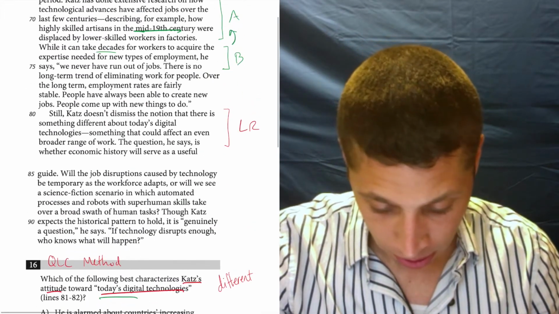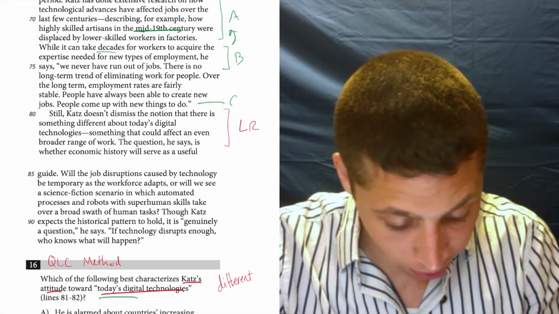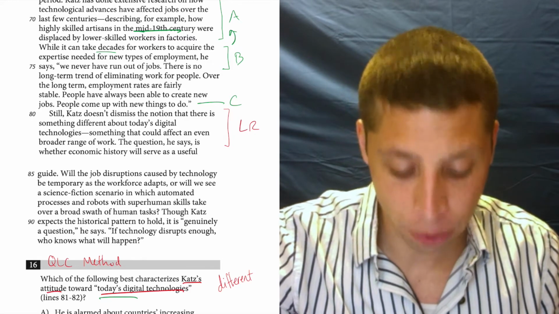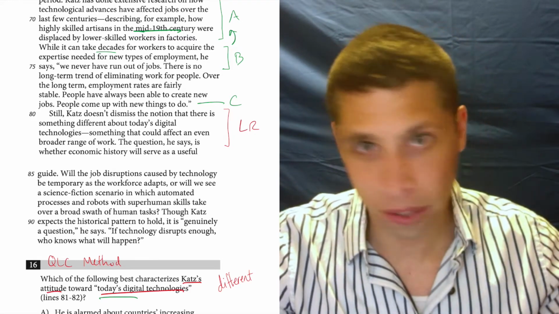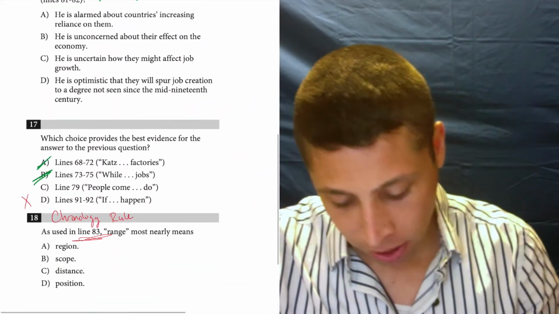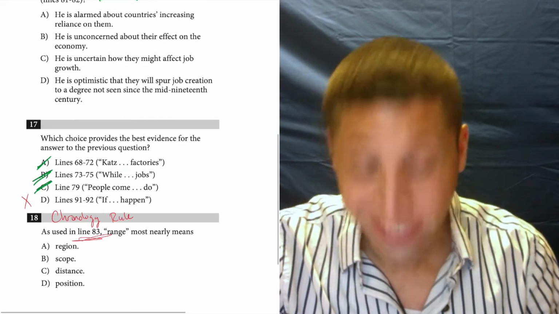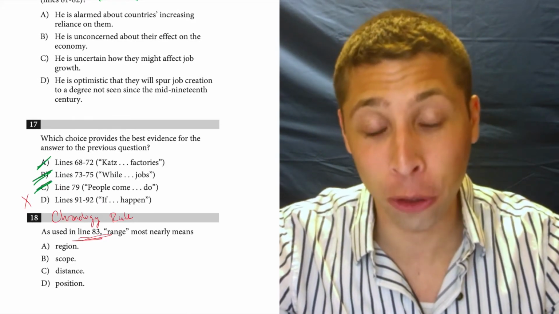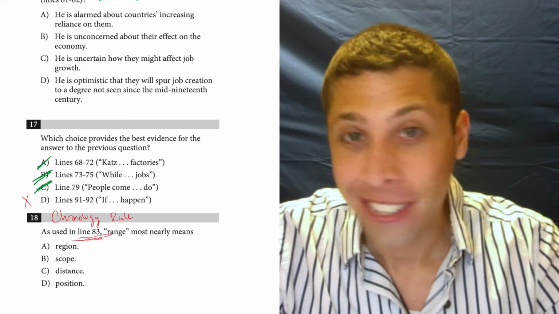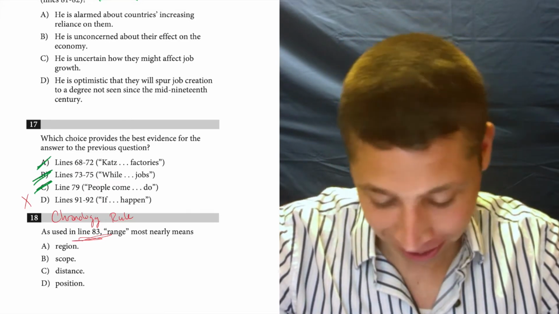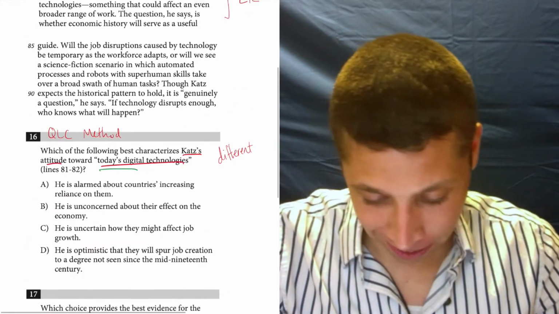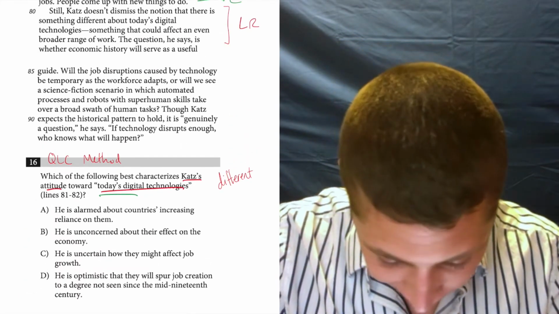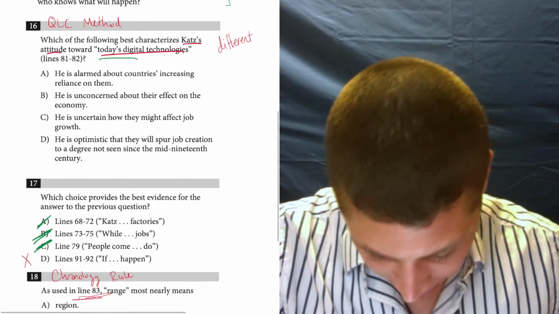79. Right here. Very short line reference. People come up with new things to do. Nothing to do with technology. So, I've eliminated all the answer choices that my chronology rule says should be right. It's okay. It happens. Let's look at D. Let's see if it's better. All right? 91 to 92. Right here, right?